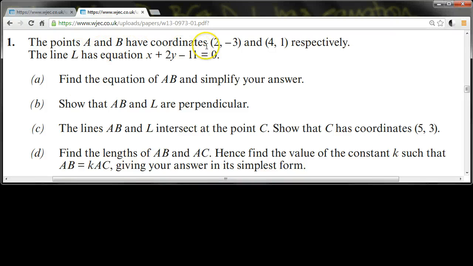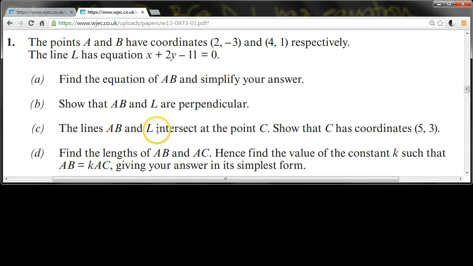Points A and B have coordinates (2, -3) and (4, 1) respectively. The line L has equation x + 2y - 11 = 0. Find the equation of AB and simplify your answer. Show that AB and L are perpendicular.